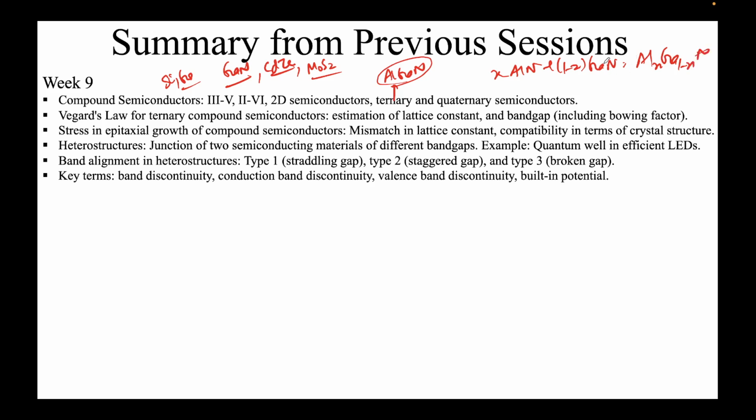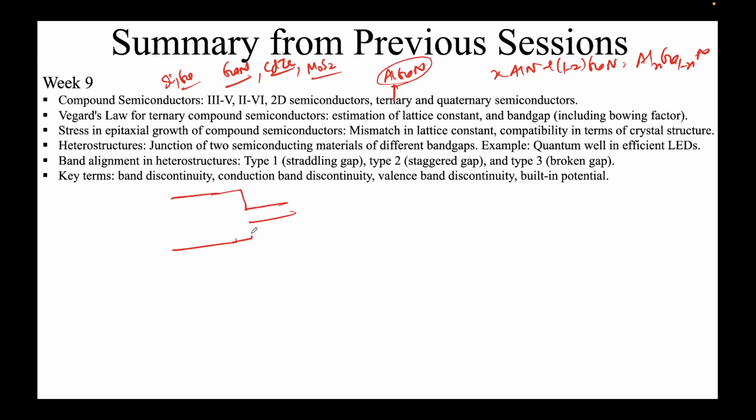We saw this, and we also noted that not any material can be grown on any other material. They must be of the same family, that is, compatible in terms of crystal structure, and the mismatch in lattice constant should be minimal, otherwise they'll crack due to the stress. Heterostructure is nothing but when two semiconductor materials with different band gaps form a junction. So something like this. These two materials have different band gaps.